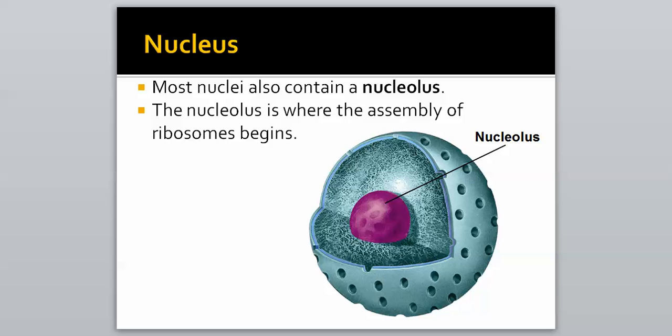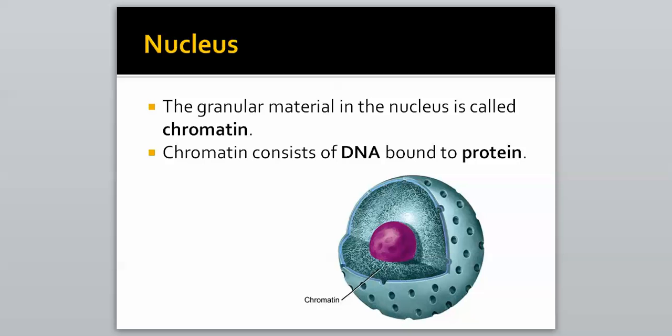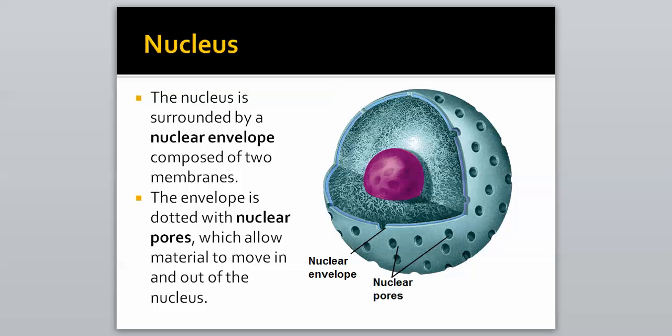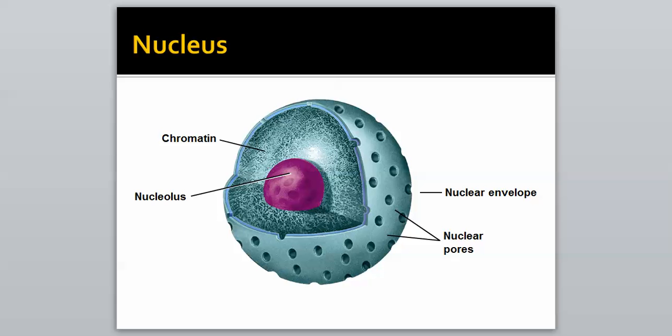And then the next structure is that most nuclei also contain a nucleolus, and the nucleolus is where the assembly of ribosomes begins. That purple structure, remember, it's not really purple, because again, that's just an artist adding colors to make things stand out. So the function of this is to assemble ribosomes. So let's recap here. We have the nucleolus, chromosomes, chromatin, a nuclear envelope, and nuclear pores. All of those are part of just the nucleus.